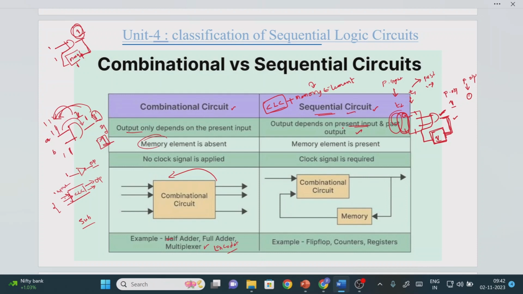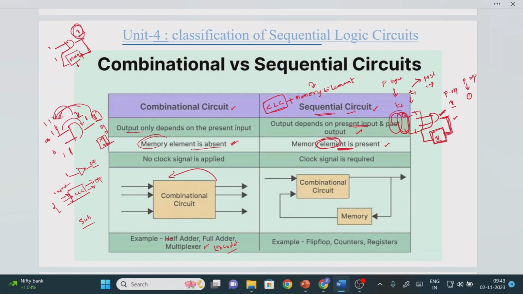Now if you observe here, a memory element is present. What does it mean that a memory element is present? It means we have the storage capability. If you have the storage capability, then it is called a sequential logic circuit. If you don't have the storage capability, then it is called a combinational logic circuit. That is the only simple difference.